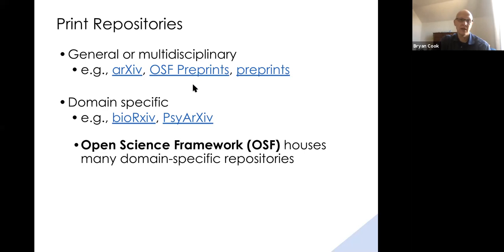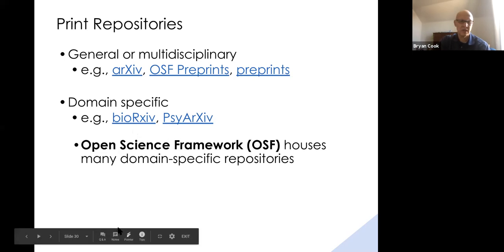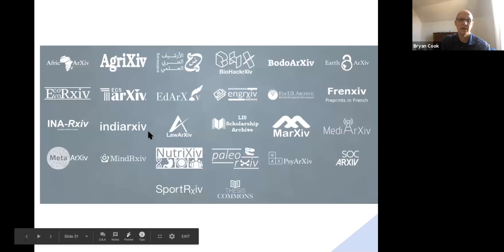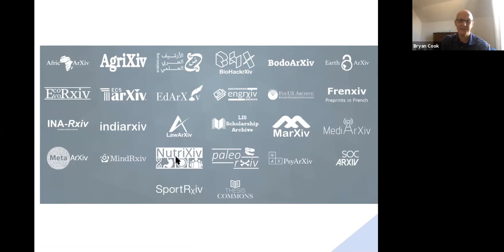There are multidisciplinary preprints. Sometimes they're called preprint servers, preprint archives, or preprint repositories. I'll call them preprint repositories here. There are some general ones and some domain-specific ones: SocArXiv, one in psychology, bioRxiv in biology. The Open Science Framework hosts 20-some different domain-specific repositories. Open Science Framework is the web arm of the Center for Open Science. Some of them have cool names and logos.